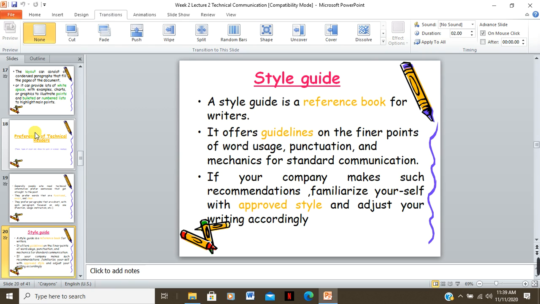A style guide is a reference book for writers. It offers guidelines on the finer points of word usage, punctuation, and mechanics for standard communication. If your company makes such recommendations, familiarize yourself with the approved style and adjust your writing accordingly.